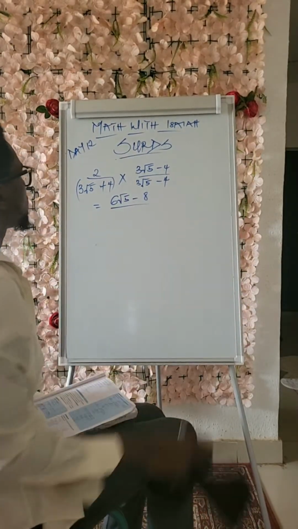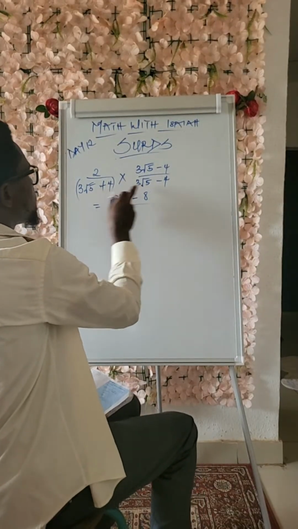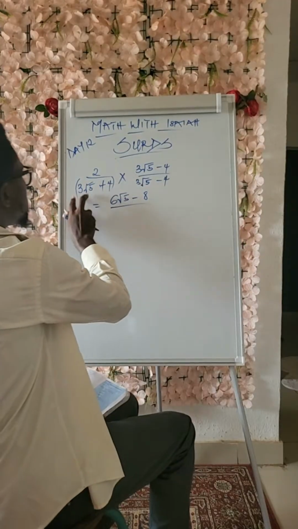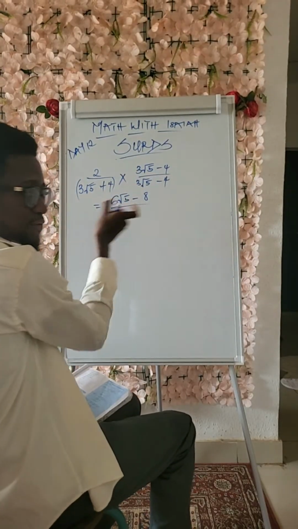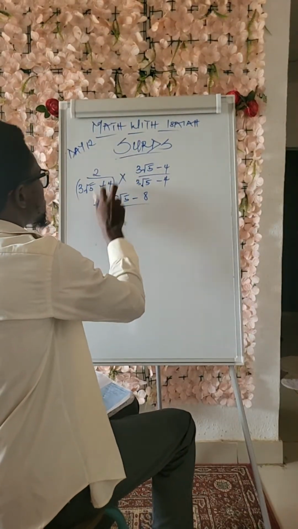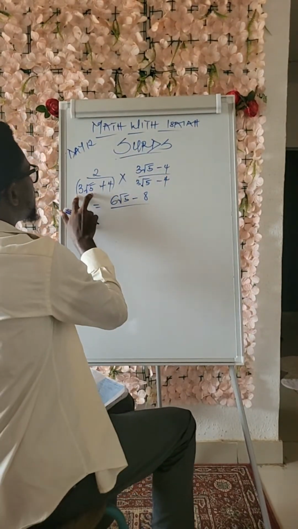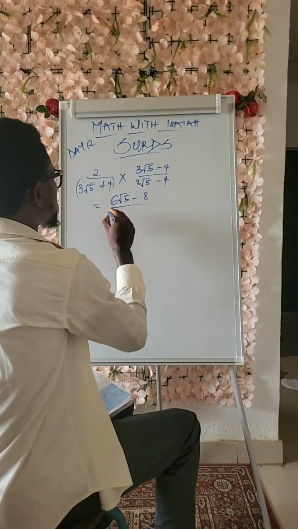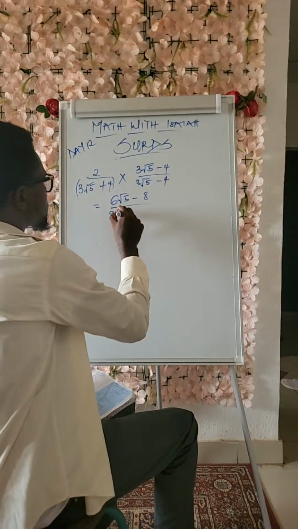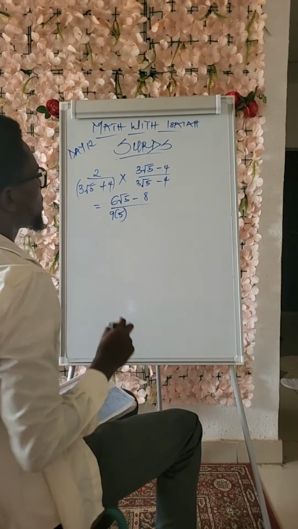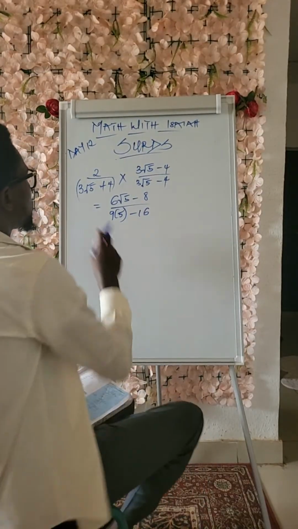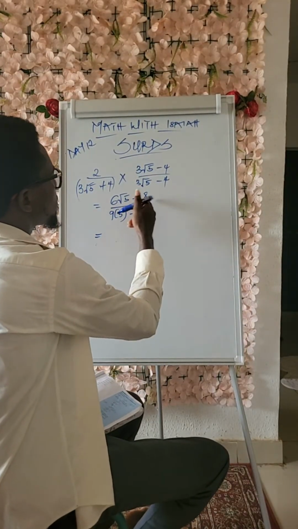Now, if you look here, that's exactly what we have here. Same numbers, but with different signs. If you expand each, you still have to cancel the middle terms. So just multiply this times this, and then this times this. What do we have? 3 root 5 times 3 root 5: 3 times 3 is 9, root 5 times root 5 becomes just 5. Minus 4 times 4, you have 16. So what do we have from here? 6 root 5 minus this.